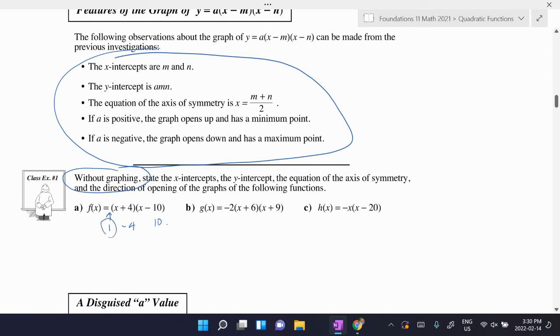So this is positive, or 1 is positive, so it's going to be opening up. The x-intercepts are going to be -4 and 10. The y-intercept is going to be A times m times n. So 1 times -4 times 10. Which I believe is -40.